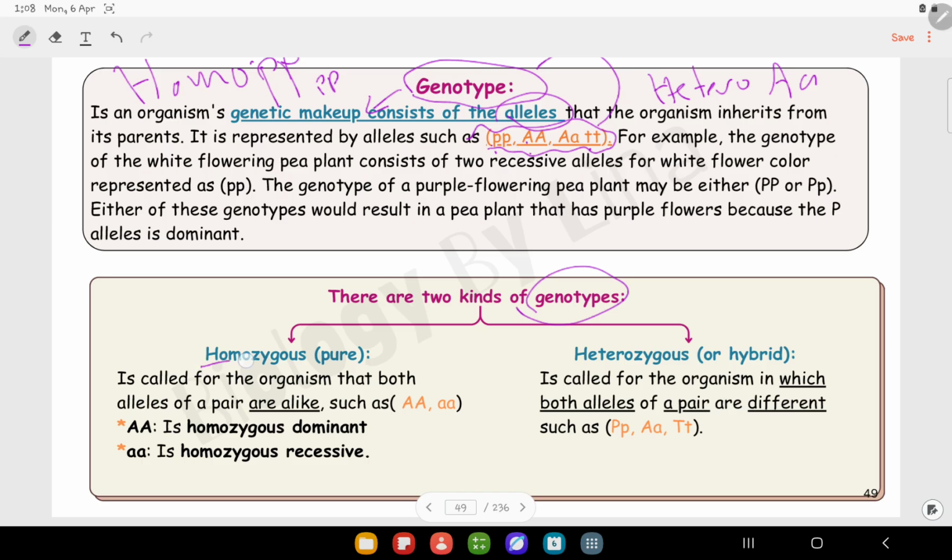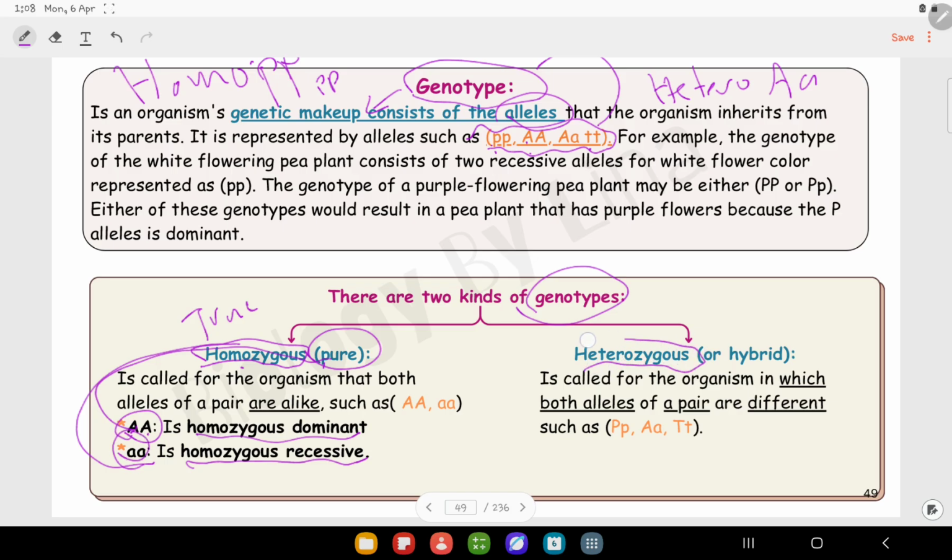As we said before, we have homo, which means it's pure. And when we say homo or pure, we can also say true breeding. These homo or pure have two types. It's either homo dominant, and when it's dominant, it should be capital letter, capital letter. This represents the homo dominant. And the homo recessive is always a small letter, small letter.